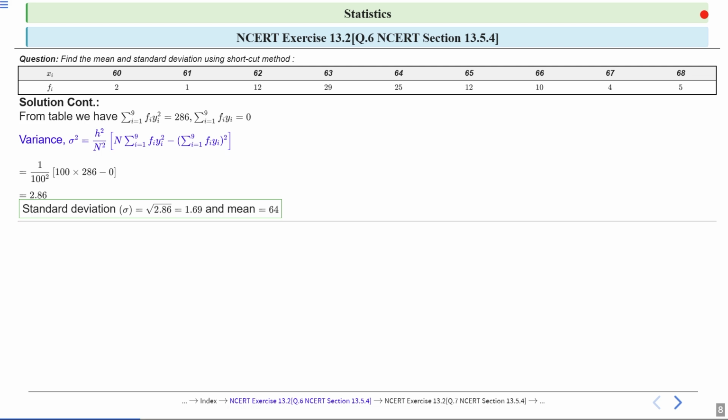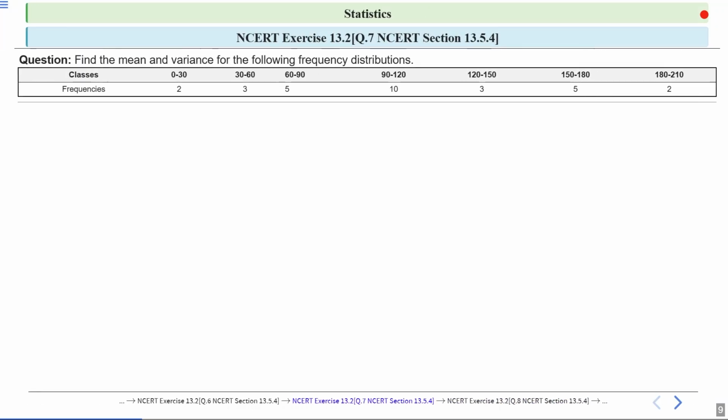So I hope this question is clear to all of you. And now let's move to the next question. Now look at question number 7. In this question, we have to find the mean and variance for the following frequency distributions.